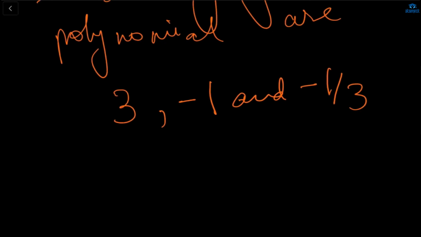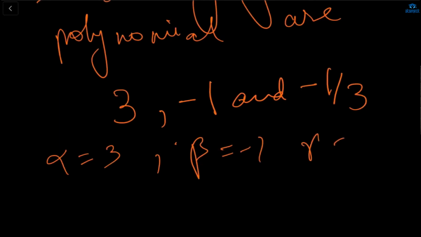Ma'am, what are the three things that we find when we are solving a cubic polynomial? The relationship between the zeros: the sum of the zeros, that means the sum of alpha, beta and gamma. Then there is the sum of the product of two zeros, alpha beta plus beta gamma plus gamma alpha, and then the last thing is the product of the zeros, alpha beta gamma. So you can take alpha is equal to 3, beta is equal to minus 1, and gamma is equal to minus 1 by 3.